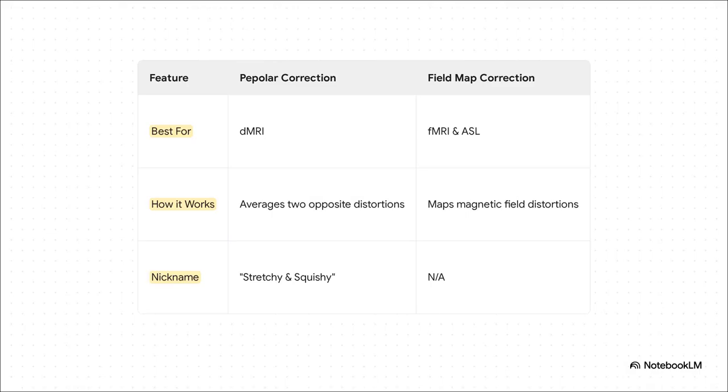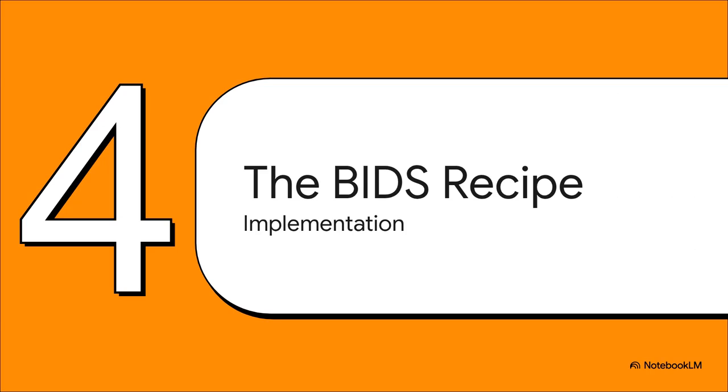So which one should you use? Well, for DMRI, with its really bad distortion, the PE-polar stretchy and squishy method is pretty much the standard across the community. But for fMRI and ASL, where the distortion is a bit milder, using a field map is way more common. The key thing is just to collect the right kind of correction for the type of data you're working with.